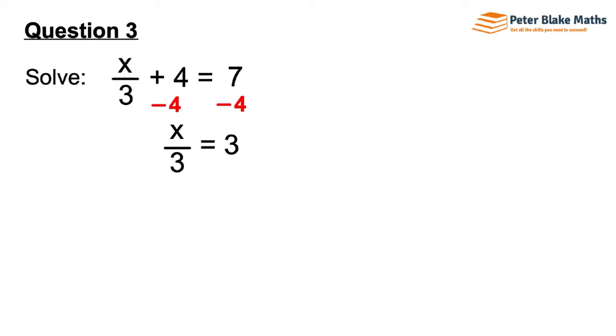Now there's a 3 that's dividing on the left hand side, so to move that so that the letter is on its own, we'll do the opposite. The opposite of dividing by 3 is multiplying by 3. We must do it to both sides though. On the left they'll cancel out, leaving us with the letter on its own, which is what we're aiming for. And on the right hand side, 3 times 3 makes 9.